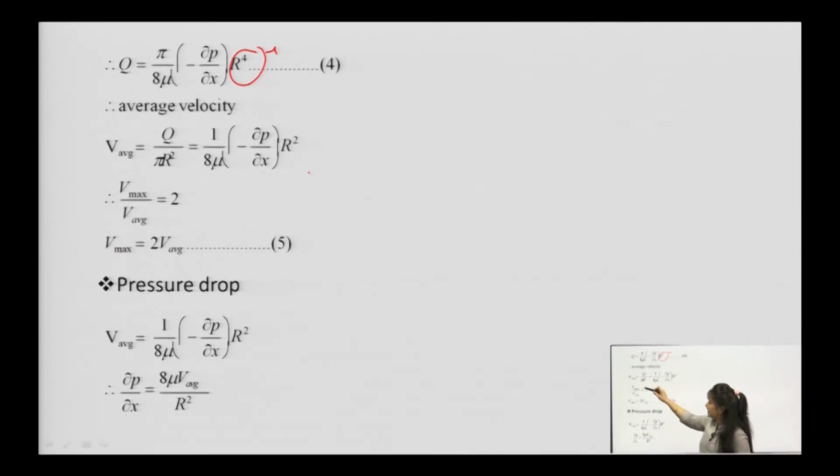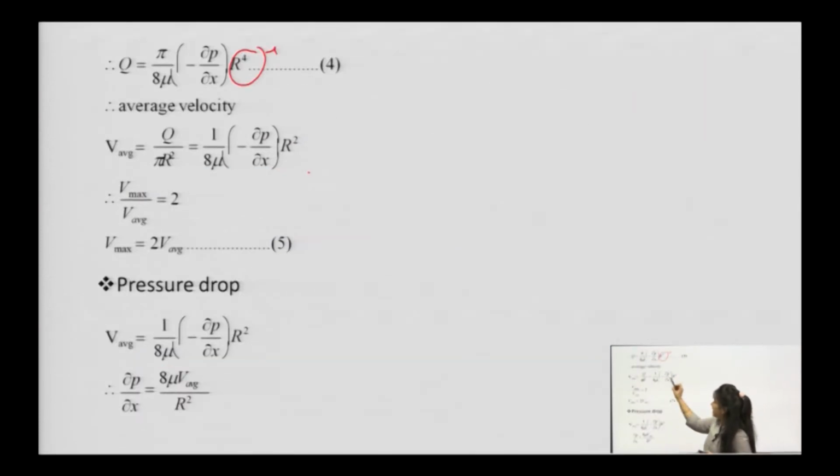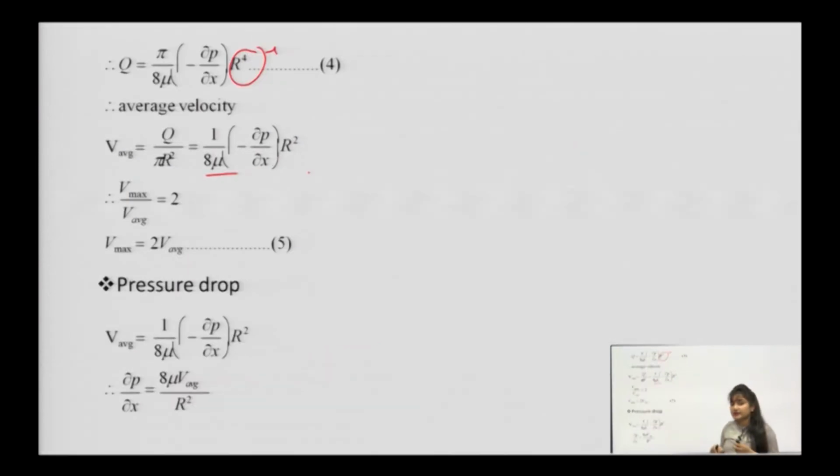Now, V max is this equation 3.1 divided by V average, and it is nothing but 2. See, it is 1 by 8 over here, and previously you can see it is 1 by 4. The entire expression is the same, and hence there comes a mathematical relation you can calculate while the fluid flows through the pipe. You can see V max is always twice the average velocity of that pipe.